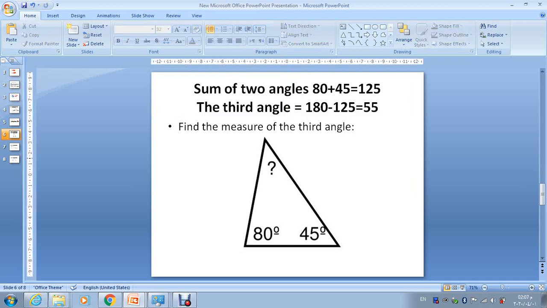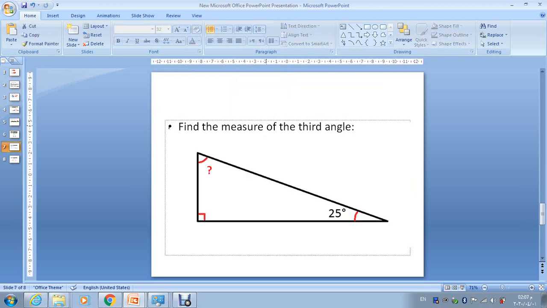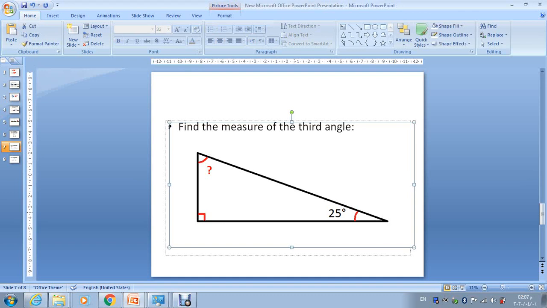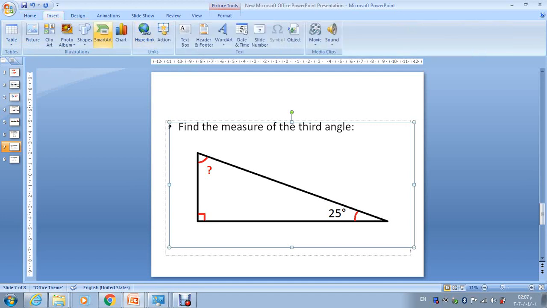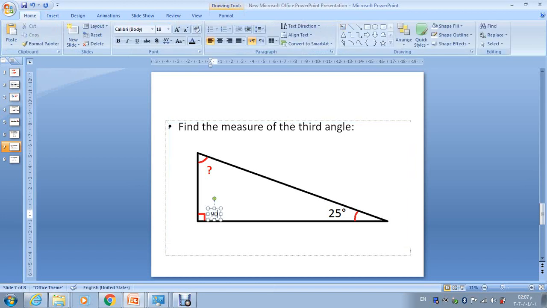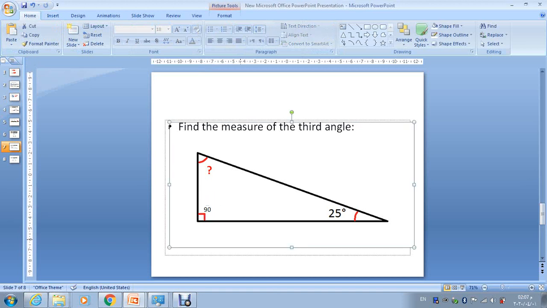Let's go for the other example. Find the measure of the third angle. Where's the third angle? This one that has the question mark on it. Do I know the measures of the two other angles? Yes. You will tell me, I don't know this, miss. I only have 25. No, we have two, 25 and 90. This right angle is 90. You have to know that this shape means right angle, and any right angle in the world means 90 degrees.